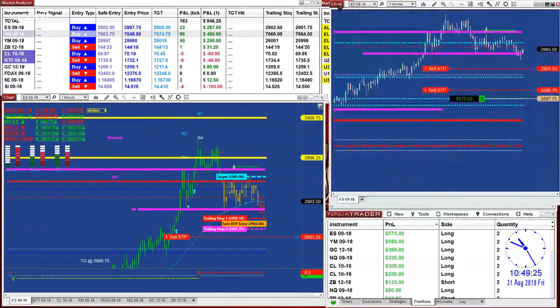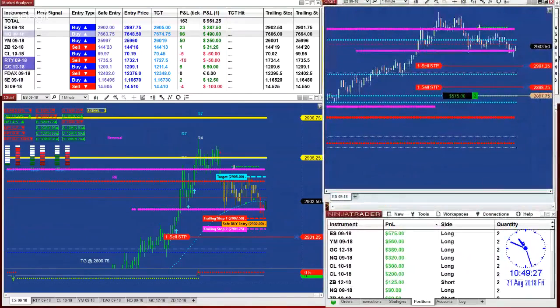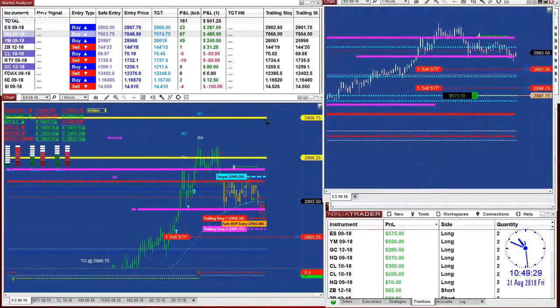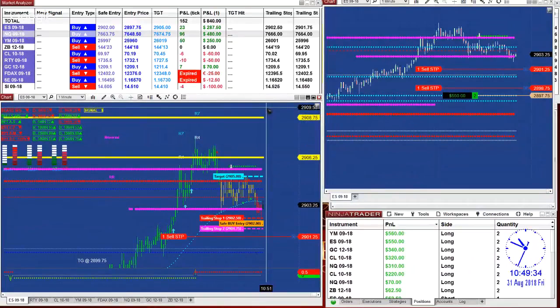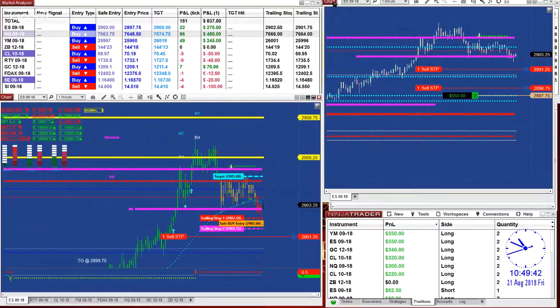So I'm gonna take it a little bit up so we can see how things are going, and we're gonna keep monitoring those trades to see. This is an ES.